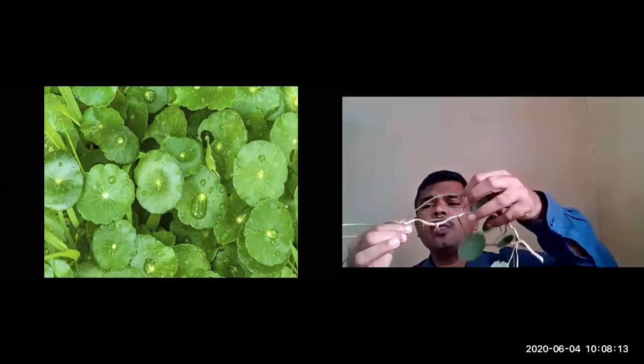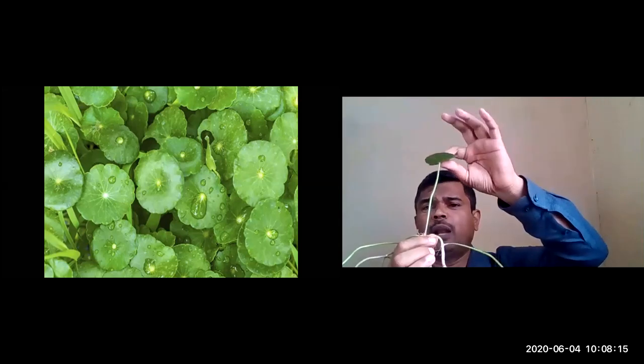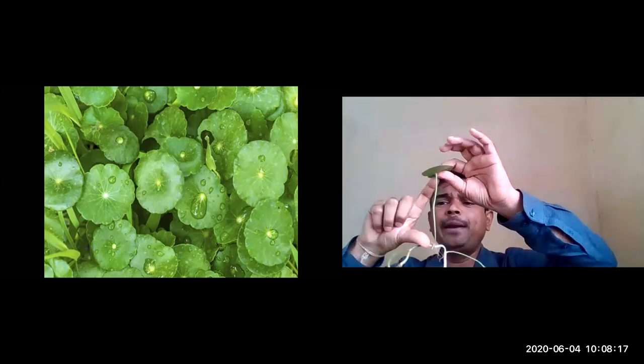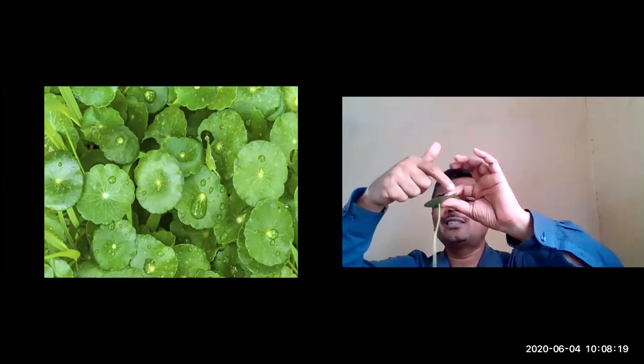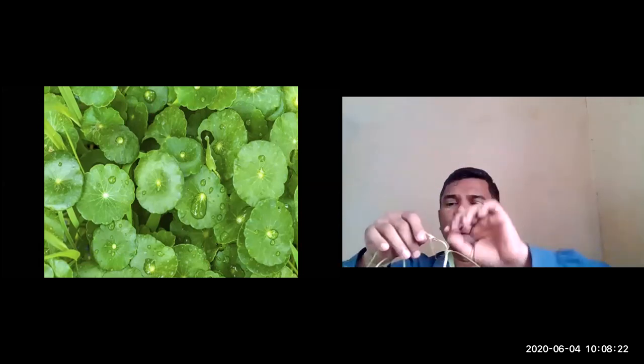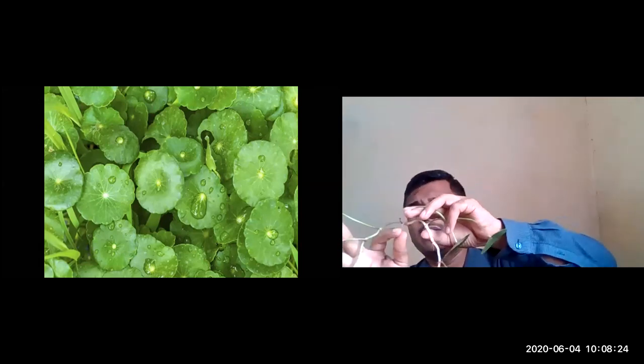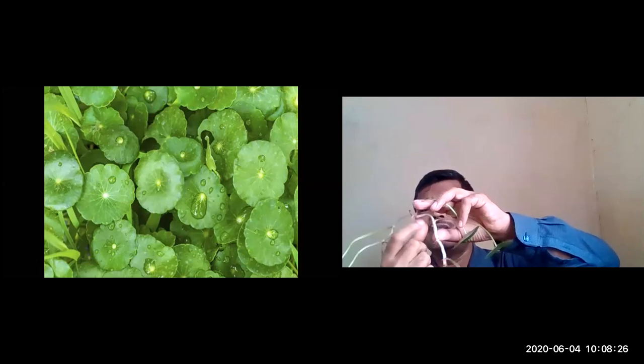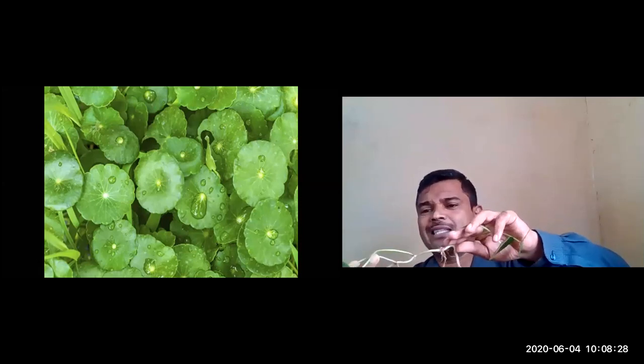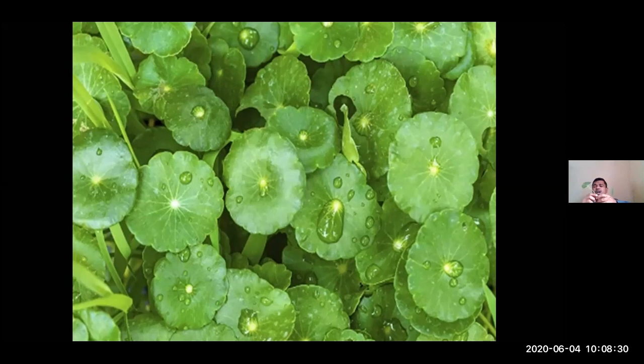Here you can observe the node. From the node, the leaf develops with a long petiole, and the green expanded part is called the lamina. At the base you can observe the small rootlets. This is the main stem. With the stem, the leaf develops with a long petiole. We call it Ekapatra, Vandelaga, meaning having only a single leaf.